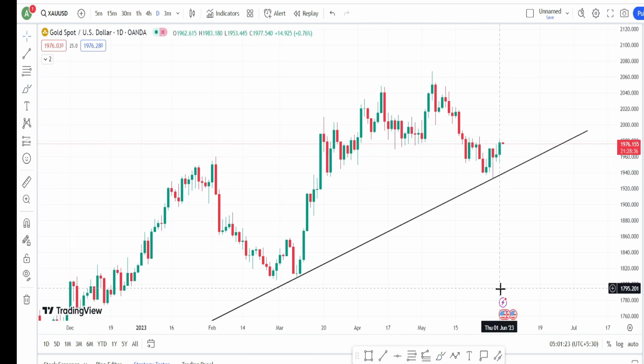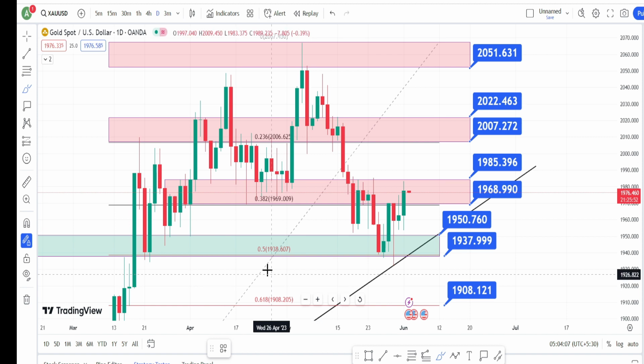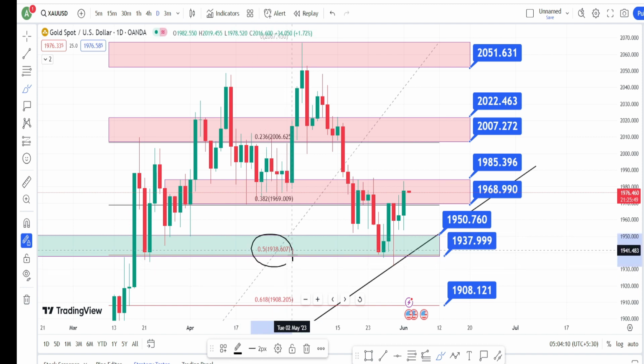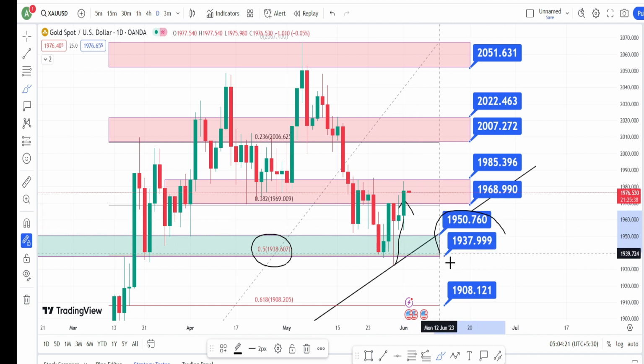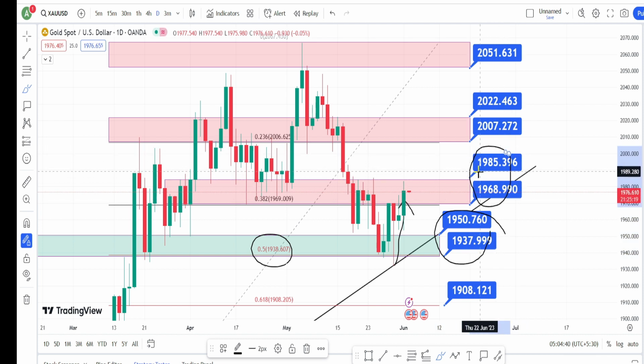And when we look at the support and resistance zone based on the past price action and the Fibonacci levels, currently the price action has taken support at the 0.5 of the Fibonacci retracement level and has bounced back on the bullish side retracement, and this area between 1950 to 1937 is acting as a very strong support for the current price action. And when we look at the current level where the price action is trading, it is trading between the very strong resistance level between 1985 to 1968.